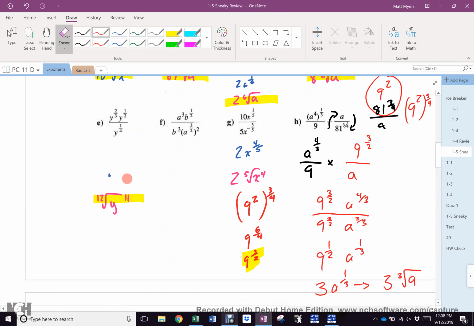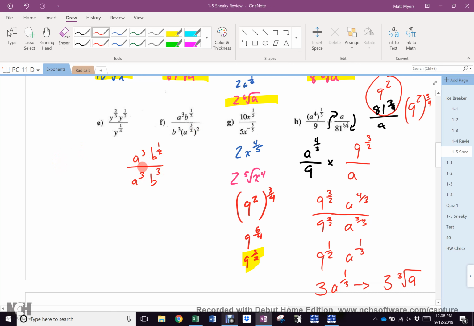I'm also going to erase E right now, just so I have some more room to work. Where are you going to tidy up? I would tidy up right there first. So I've got A cubed, B to the 1 half. And I'm going to switch the order here because order doesn't matter. B cubed. And what is 3 halves times 2? 3. A cubed, right? Now, what do I see?